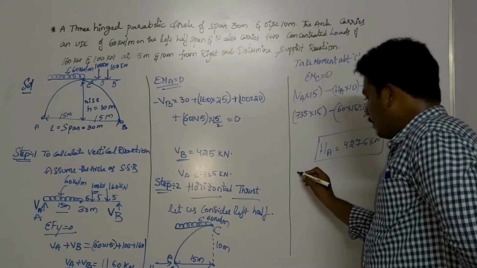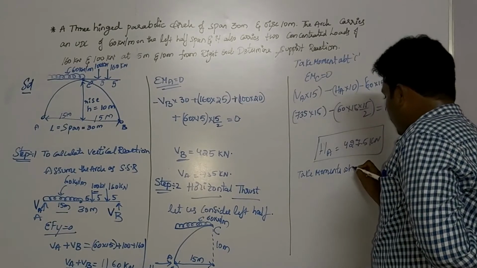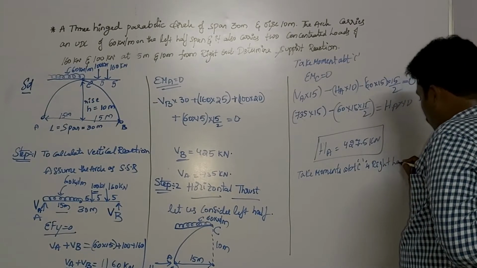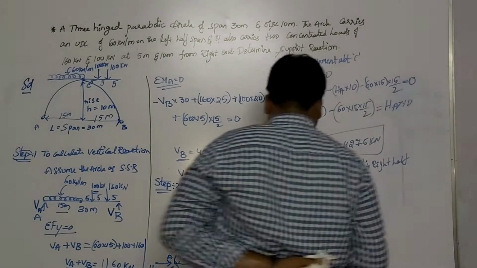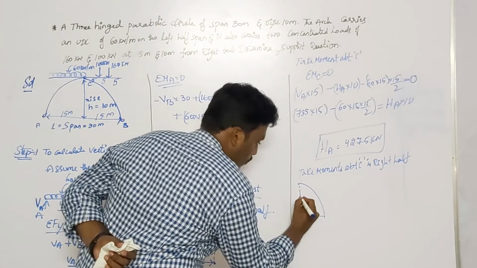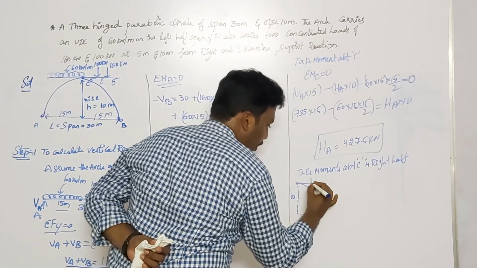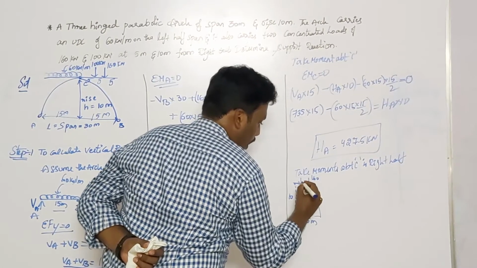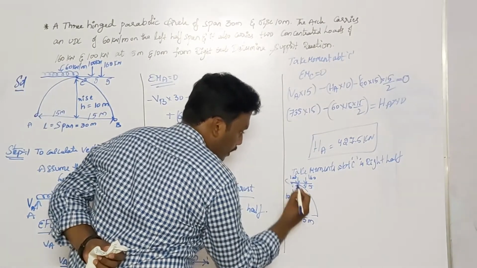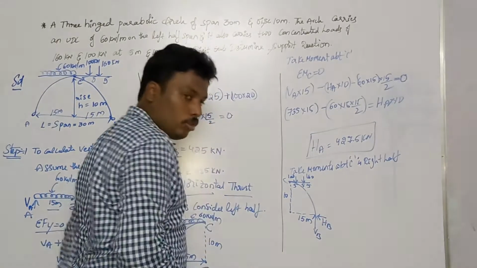So take moments about C in the right half. Let us consider the right half span. See what the condition will be now. This is also 15 meters again. This is 10 meters again. The loading conditions we have are 160 kilonewtons and 100 kilonewtons. What are the spans here? 5, 5, 5. Here is C, here is VB, here is HB. These are the forces acting on us.